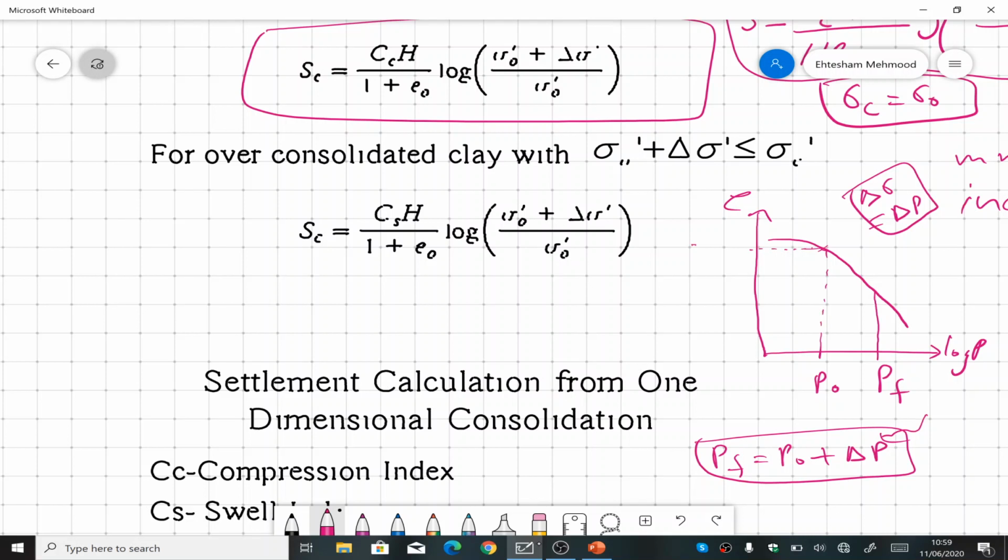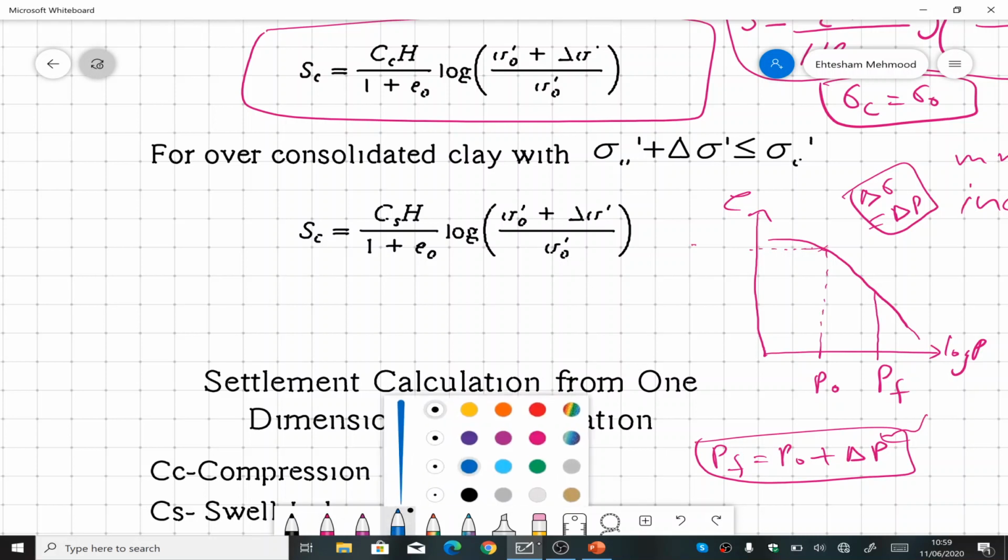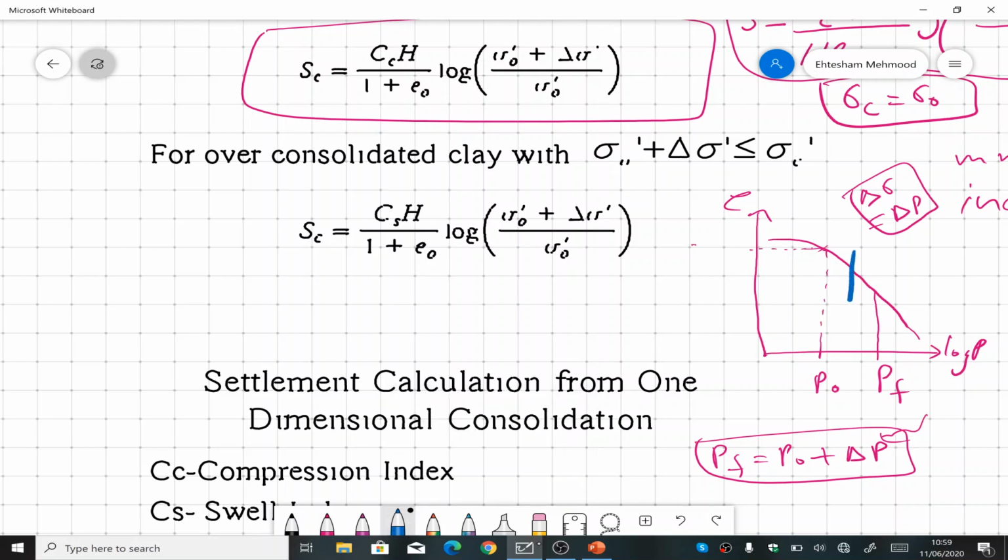Because it's an over consolidated soil, that means in the past it has been loaded more than the current overburden pressure. So now two situations can happen. The first situation is that the pre-consolidation pressure falls in between P naught and Pf. This is the first condition. The second condition is that our Pc, or the pre-consolidation pressure, falls after Pf.